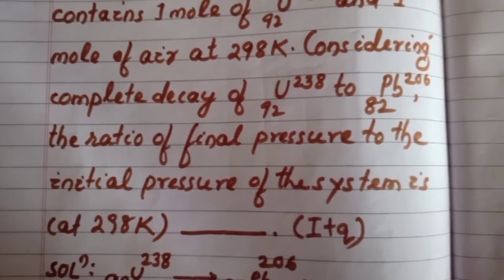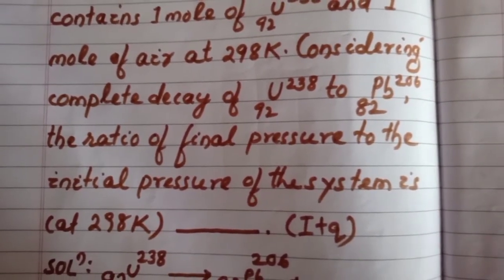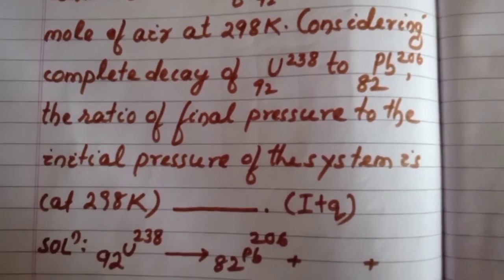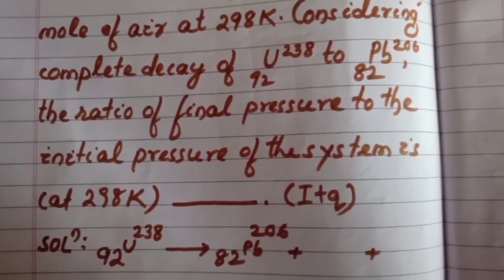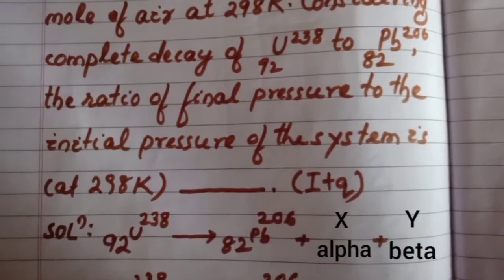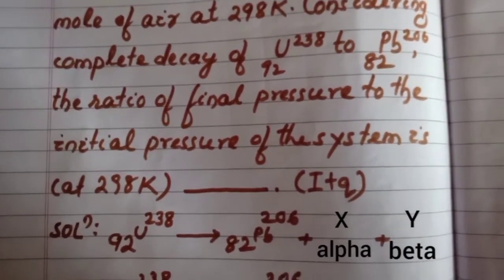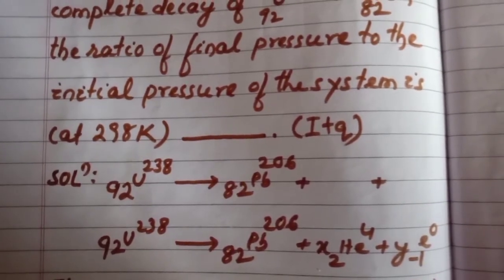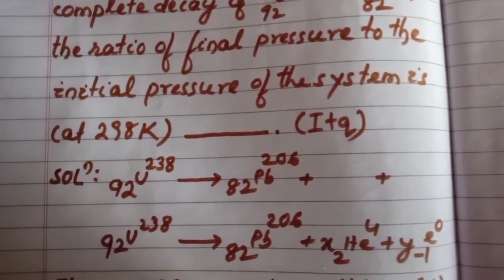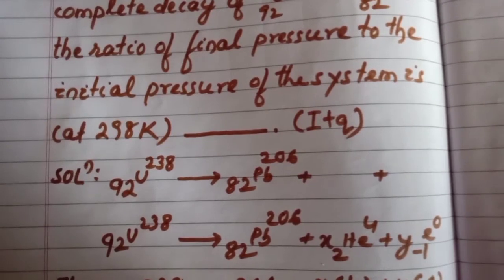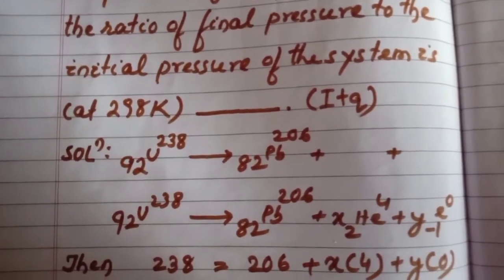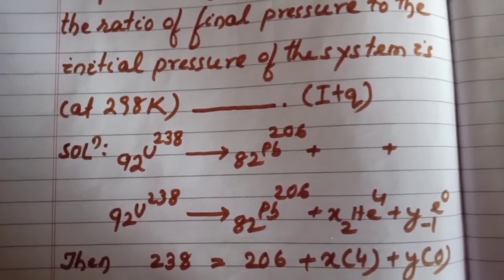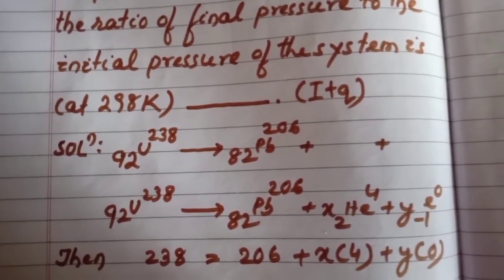You know 92U238 changes to 82Pb206 by emission of alpha and beta particles. See the equation: 92U238 gives 82Pb206 plus X alpha and Y beta particles. Alpha means 2He4, beta means -1e0. Then 238 is equal to 206 plus X into 4 plus Y into 0.